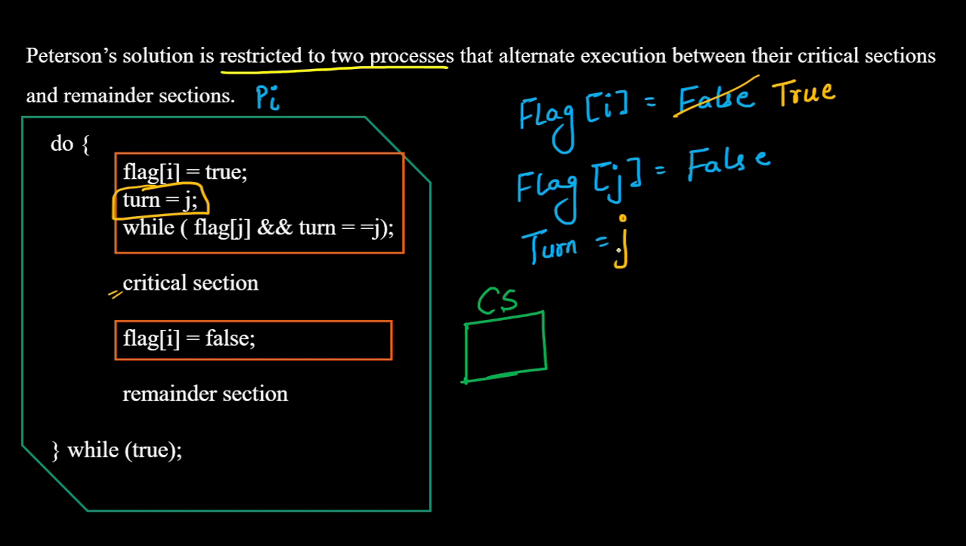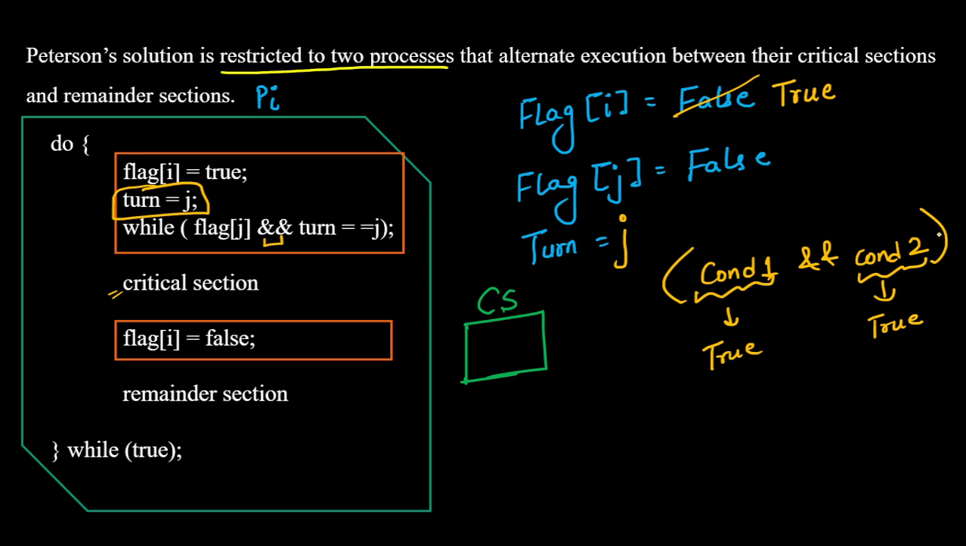Okay. Now what condition came: while flag of j, and turn equal to j. So I hope you all know that if I have condition 1 over here and I am using "and" and then condition 2, then both the conditions have to be true in order to make the whole condition true. Yes or no? If I want the whole condition to be true, and I am using AND as an operator, then in that case condition 1 should be true and condition 2 should also be true, right?